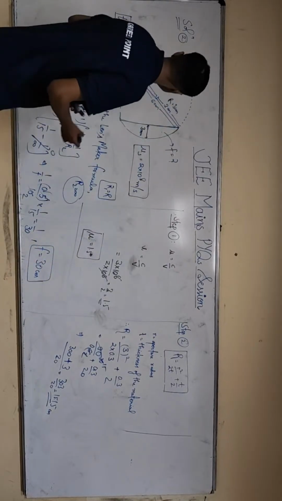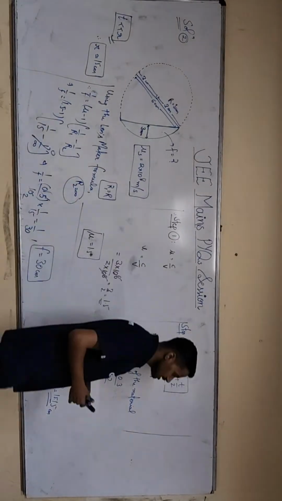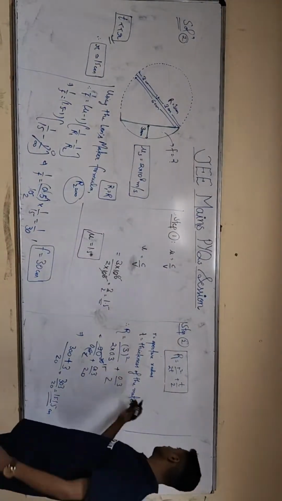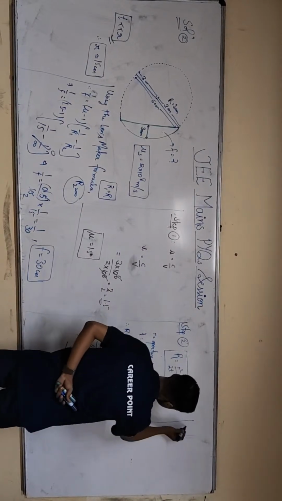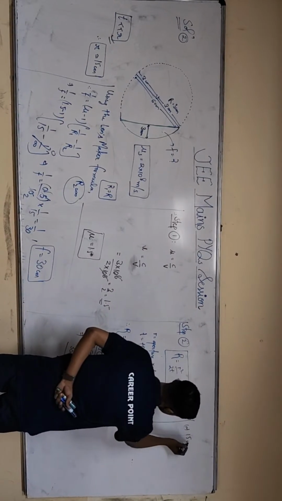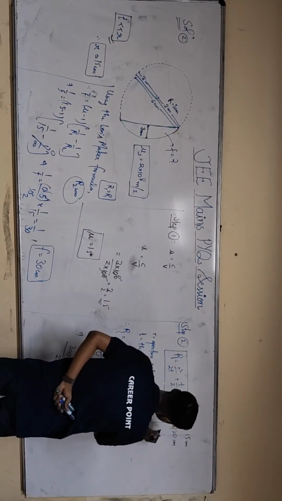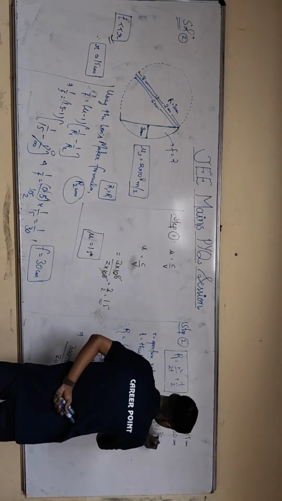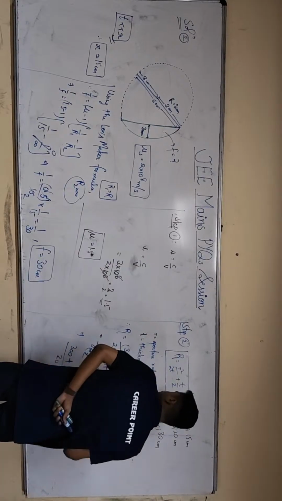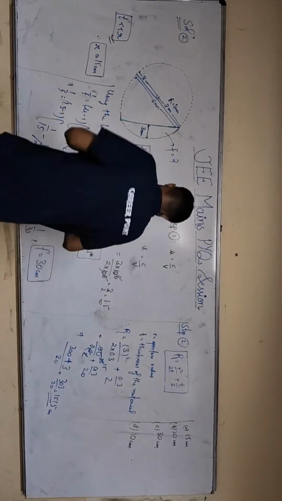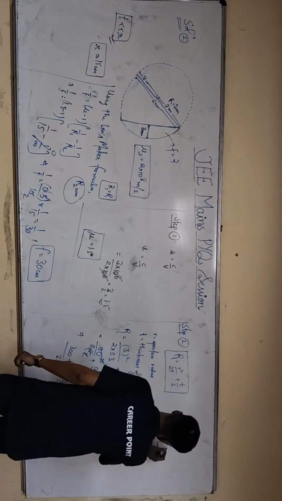So check the option please. These are your four options: 15 centimeter, 20 centimeter, 30 centimeter and 10 centimeter. So check the option and write your answer. Your answer is 30 centimeter. So your answer is option number C.